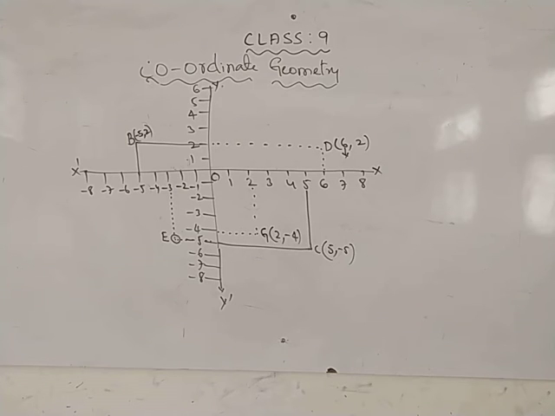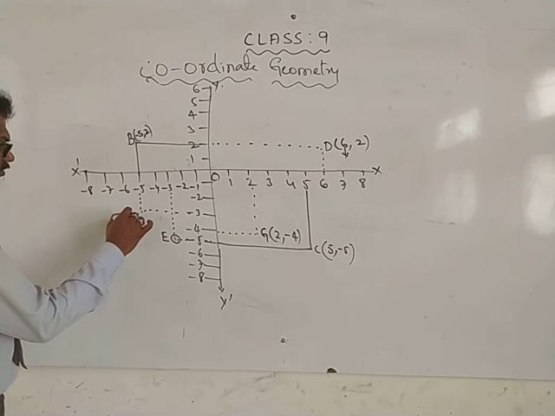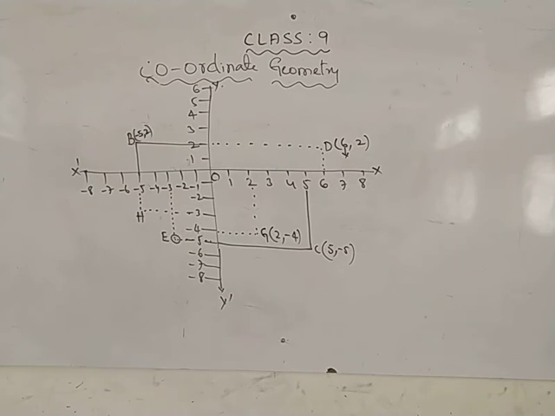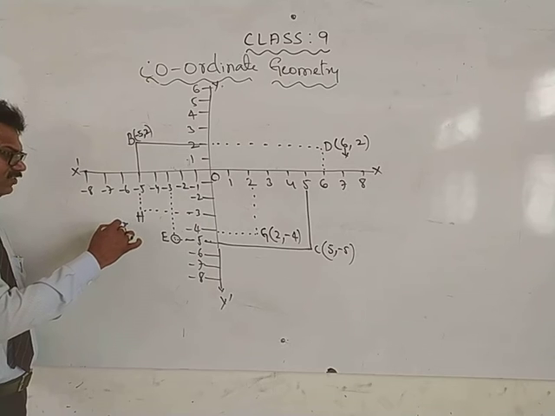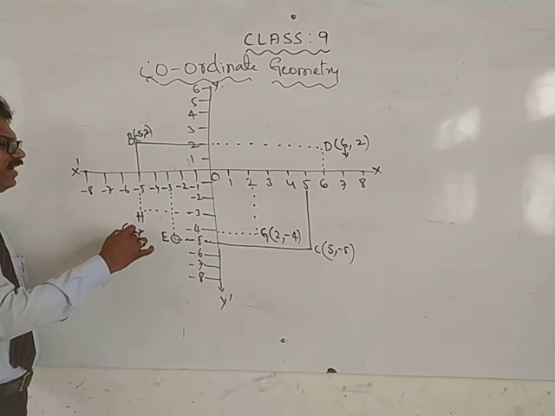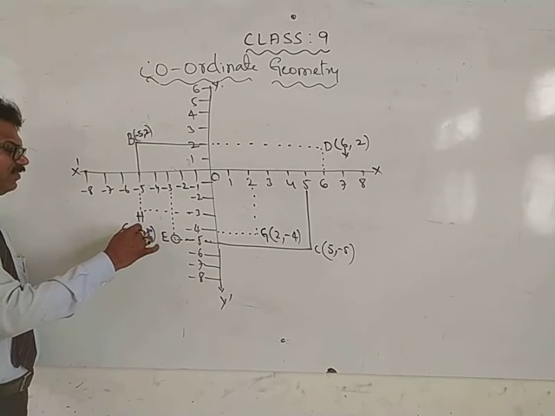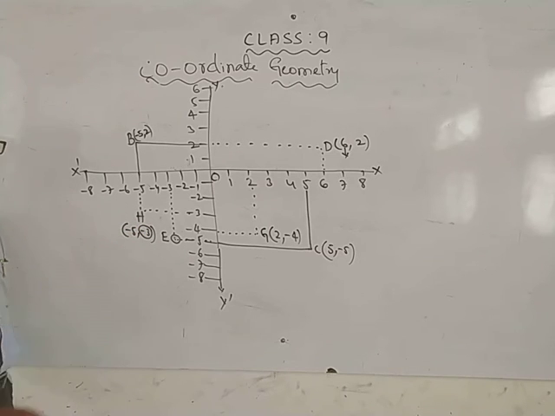The ordinate of the point H. This is H. Ordinate means which value? X value or Y value? Ordinate, Y value. What is its Y value? Minus 3. Therefore, H value is minus 5, minus 3. But our answer is what? Minus 3.